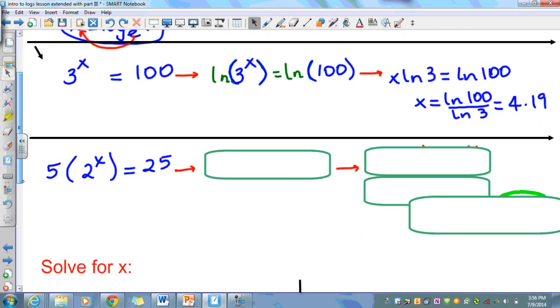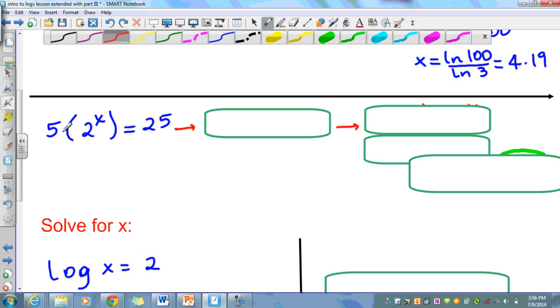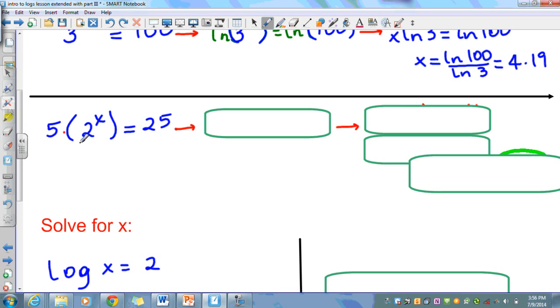What about something like the next example? 5 times 2 to the x equals 25. The question is once again to solve for x. Now the unknown is x, which is the exponent, so you might be tempted to apply natural log or log to any base to both sides. However, notice that in front of our exponential expression there's a coefficient, the 5. So you couldn't really apply natural log right away and bring the x down. The property wouldn't apply when you have something times a quantity to the power x.